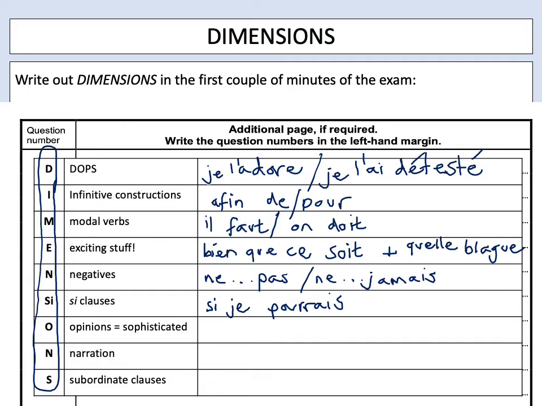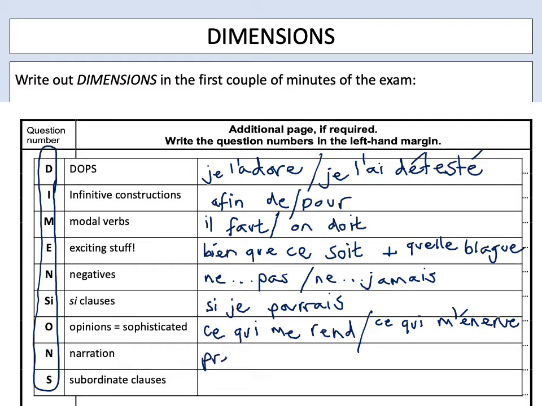Sophisticated opinions, loads and loads of options here. I'm going to put, let's put ce qui me rend, and then maybe we can add in there triste or heureux. So what makes me, ce qui me rend triste, ce qui me rend heureux. I can add that in when I write the answer. And then I think I'll do a little ce qui m'énerve. And then I'm going to do, what else will I do? That'll probably be it, that'll be fine.